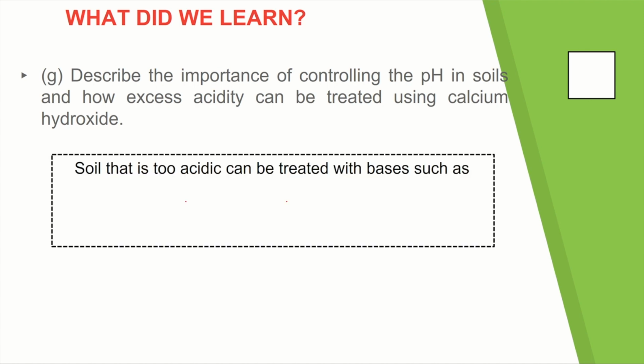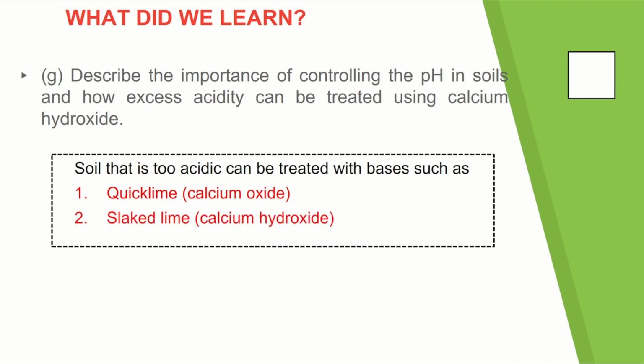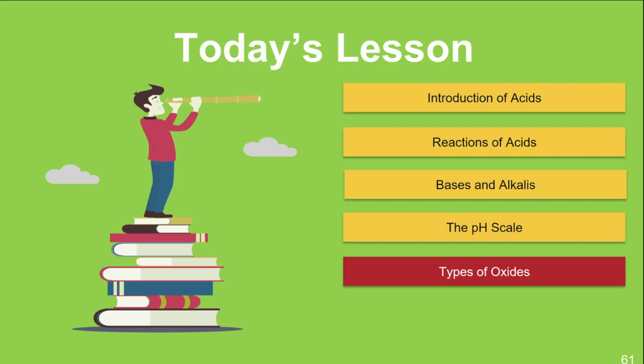So if the soil is too acidic, recall the two things to add. The process is called liming, so we're going to add something that contains the word lime. The first one is quicklime, calcium oxide, which is a metal oxide. The second one, we can add slaked lime, calcium hydroxide. So these two are bases. Bases means metal oxide or metal hydroxide. So this is the last learning objective for this section.